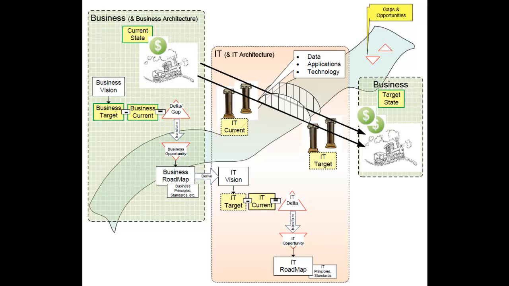Then IT creates their own IT delta, which is in turn converted into an opportunity, and out of this a roadmap for IT is created. This roadmap declares IT's readiness to support the business in its journey towards its target state.